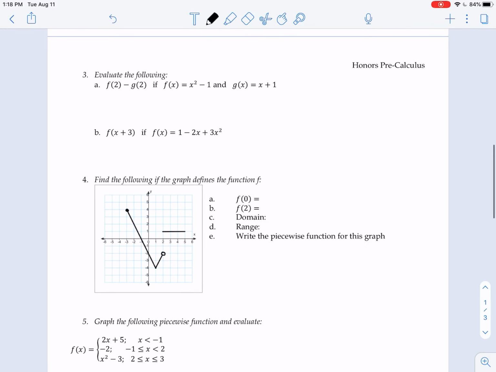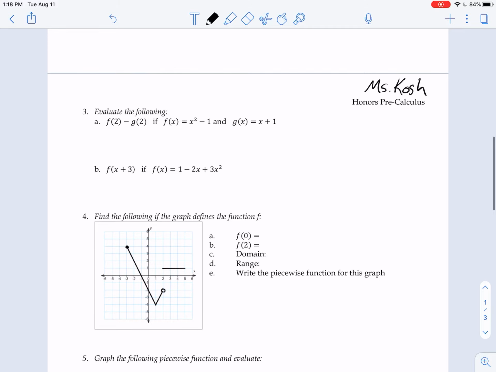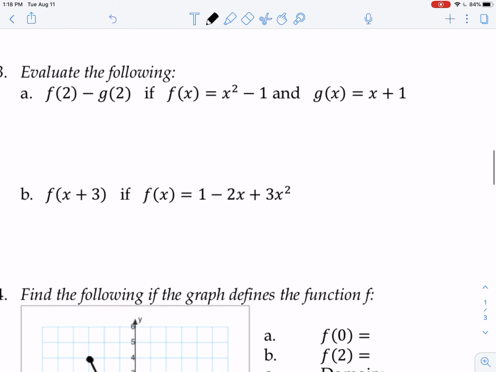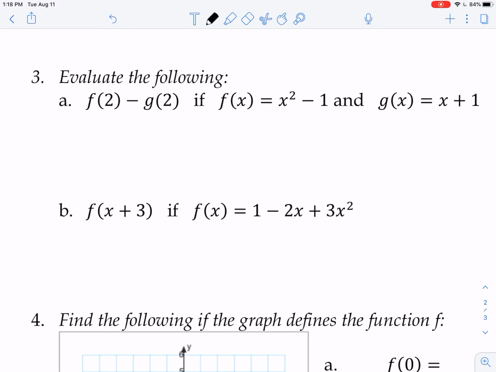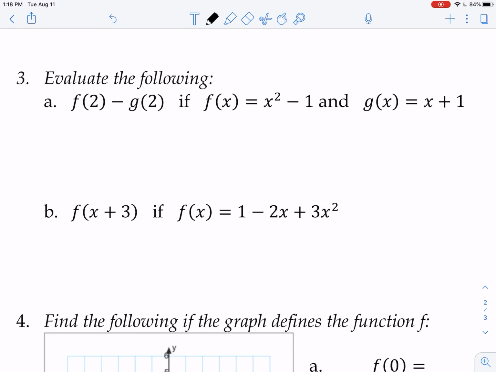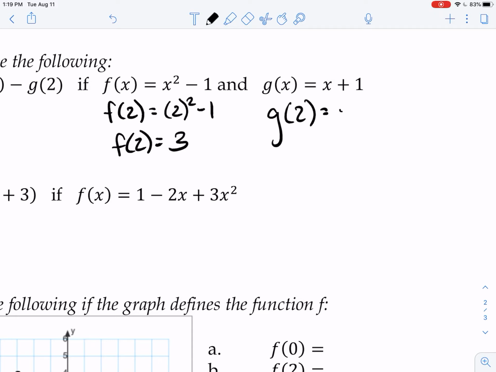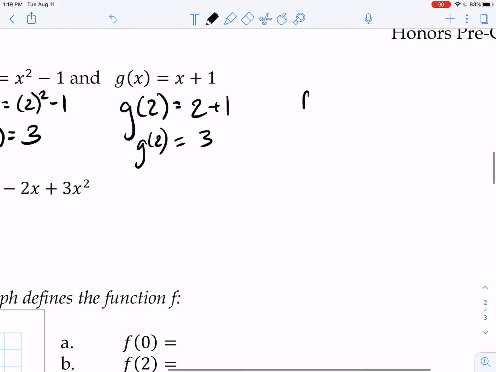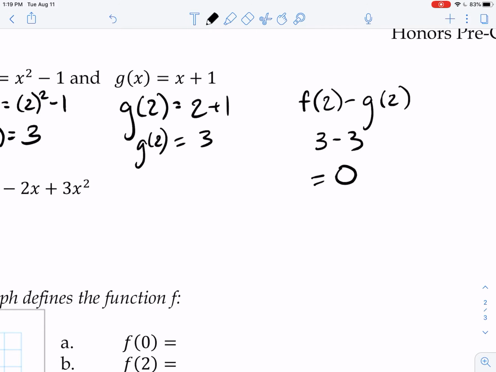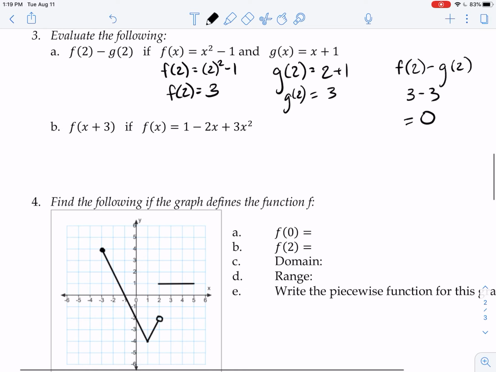Okay, so the next thing here, evaluate the following. f of 2 minus g of 2, if that is our f and our g. The easiest thing to do is say, what's f of 2? Well, that's 2 squared minus 1, so f of 2 is equal to 4 minus 1 is 3. And then what's g of 2? Well, 2 plus 1, that is also 3. So g of 2 is equal to 3. So now f of 2 minus g of 2 is 3 minus 3, which is equal to 0. There you go.